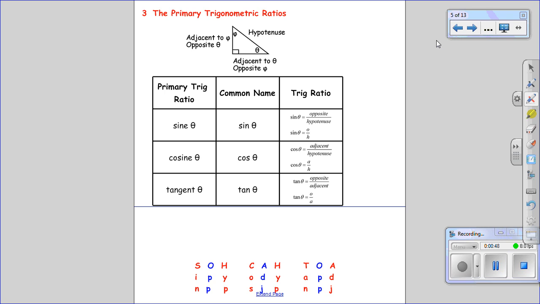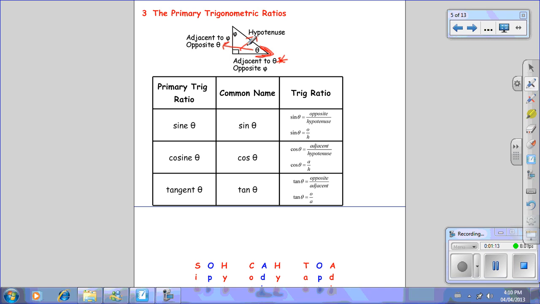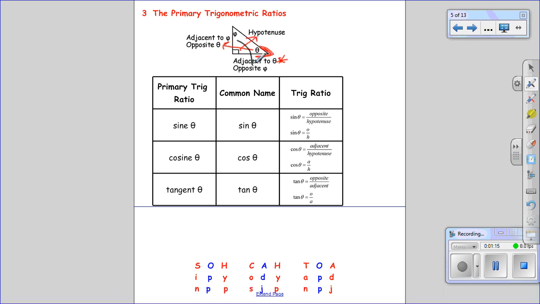We also need to remember our primary trig ratios, and we need to remember the hypotenuse never changes location. Theta, opposite angle theta, draw a line to the opposite side. The angle theta is made up of these two sides. One is the hypotenuse, the other side will be the side that's adjacent to theta. If I look at the other angle, phi, that's opposite phi. This angle here is made up of the hypotenuse and this side here, so that side is adjacent to phi.